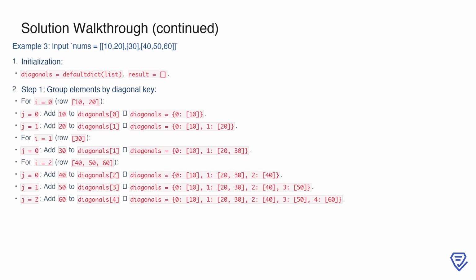In the third example, the input matrix is 10, 20, 30, 40, 50, 60. Once again, we initialize a defaultdict diagonals and an empty list result. For the first row, 10, 20, 10 is added to diagonal 0 and 20 to diagonal 1. For the second row, 30, 30 is appended to diagonal 1. For the third row, 40, 50, 60, 40 is added to diagonal 2, 50 to diagonal 3, and 60 to diagonal 4. By the end of this step, all elements are grouped into their respective diagonals in the diagonals dictionary.